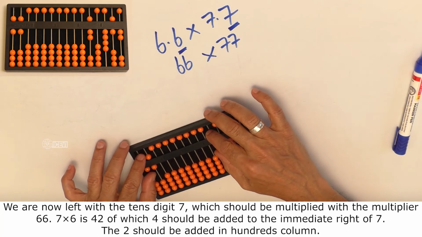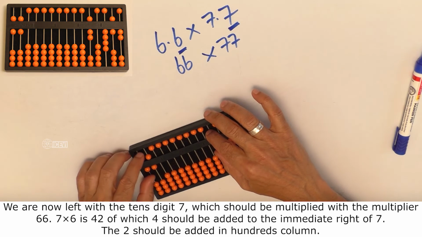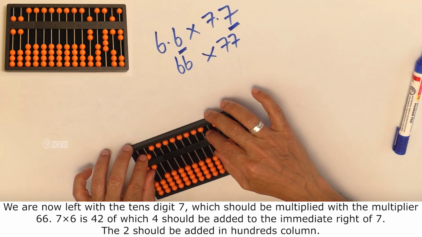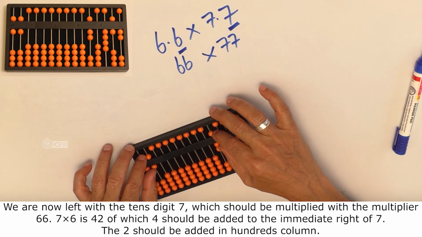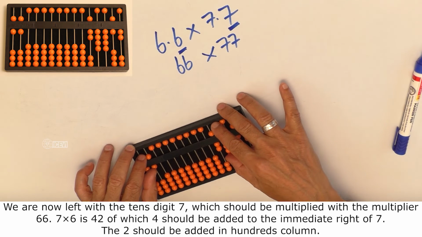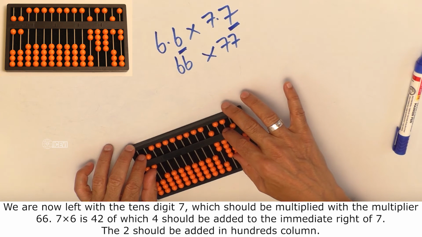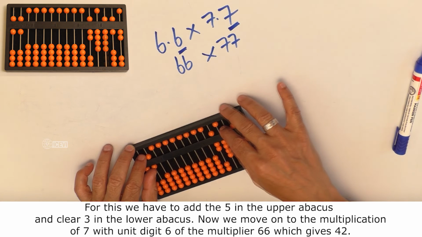Now we are left with the tens digit 7, which should be multiplied with the multiplier 66. 7 multiplied by 6 is 42, of which 4 should be added to the immediate right of the 7. The 2 should be added in the hundreds column. For this, we have to add 5 in the upper abacus and clear 3 in the lower abacus.